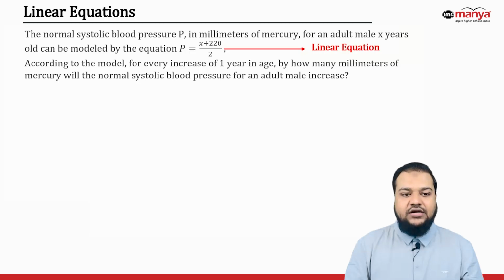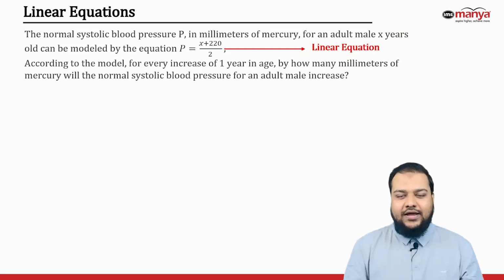male X years old. So X is the another variable, can be modeled by the equation. So if I look at this equation, I already have my X. That's great. I have a P, right? So can I say P here is nothing but the other variable of the coordinate plane? What is that? Yes, it's nothing but Y. So we have an equation where we have X and Y.